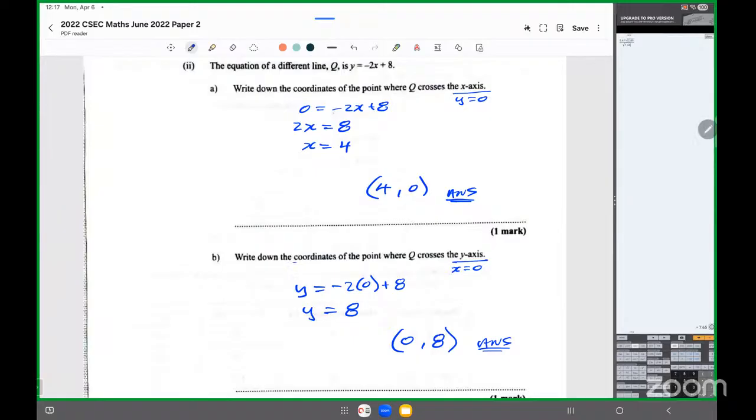All right, the question asks for coordinates. So you have to write coordinates like this, with both values, the x and the y values. So one of them is 0. All right, so I have to remember that.